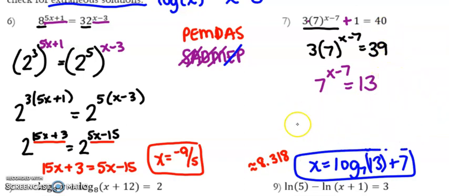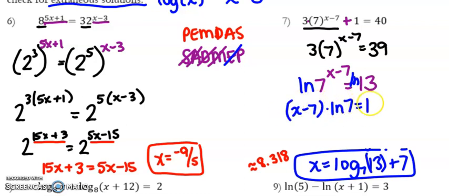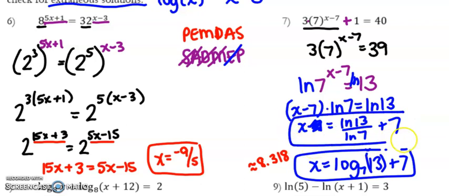That's fine. When you get to this moment, instead of taking a log base 7, just take a natural log. Swing that x minus 7 down in front. And now continue solving for x. So we'll get x minus 7 equals the natural log of 13 divided by the natural log of 7. And then I add 7 to the other side. This would also be a totally fine answer. If you put that in your calculator, you'll get the same 8.318.